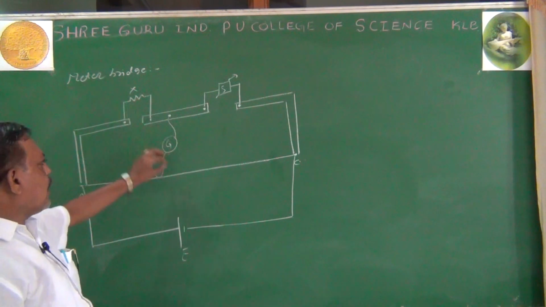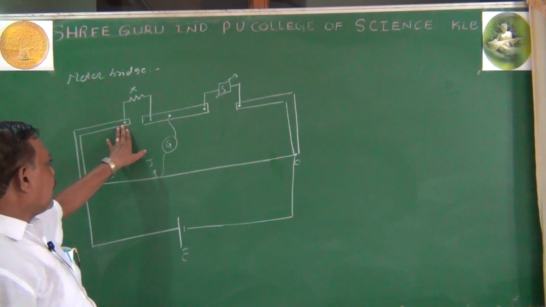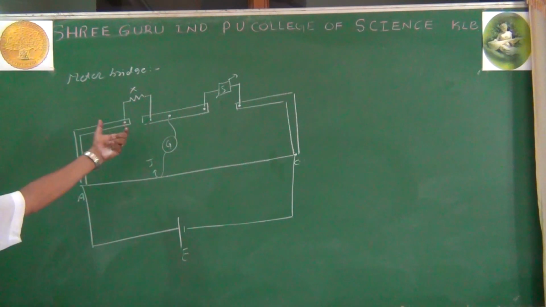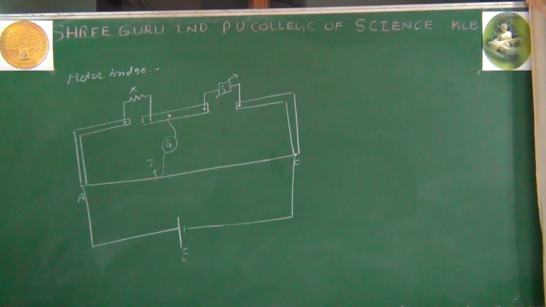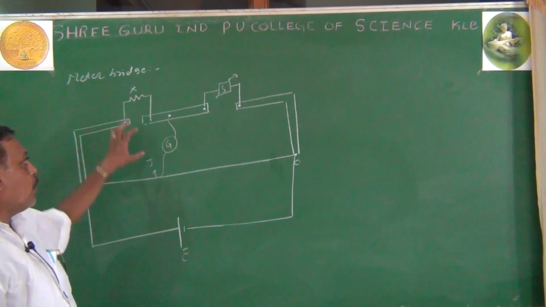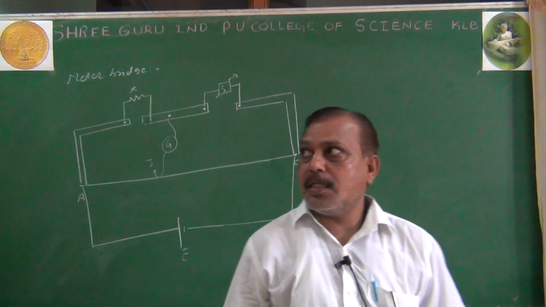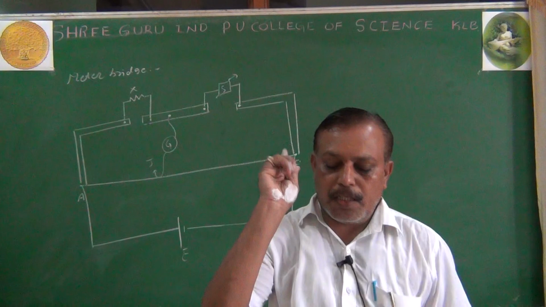Just you have to check it, just tighten the binding screws in the proper way, then you can easily get the opposite side deflection. Then, after checking that opposite side deflection, how do we go about determining the unknown resistance and then calculating the resistivity of a given material of the wire by using the meter bridge?